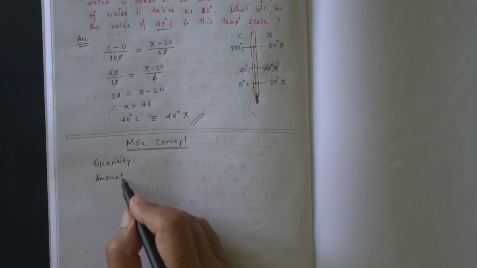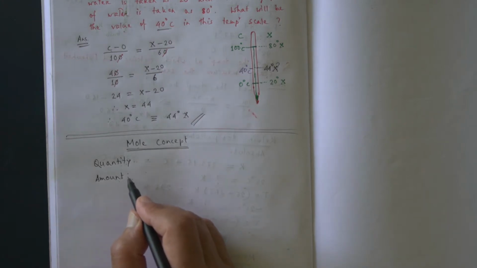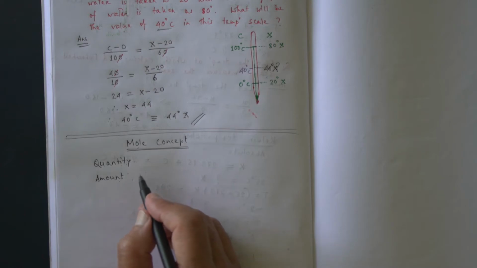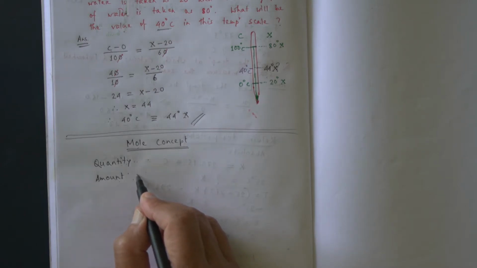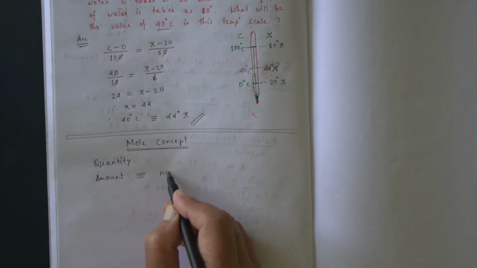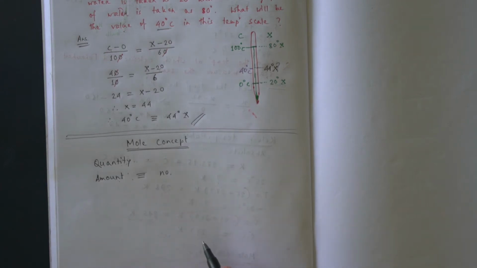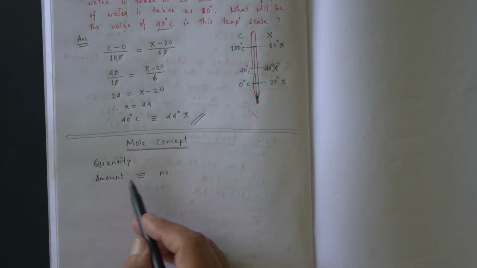So, in chemistry, amount will mean number. Number of atoms, number of molecules, number of boys, number of girls, like that.